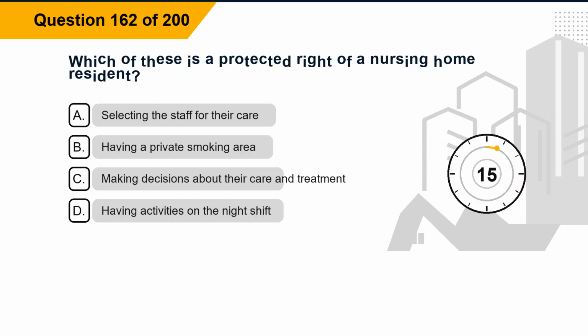Question 162. Which of these is a protected right of a nursing home resident? Option A, selecting the staff for their care. Option B, having a private smoking area. Option C, making decisions about their care and treatment. Option D, having activities on the night shift.